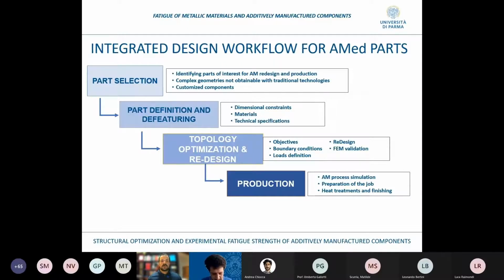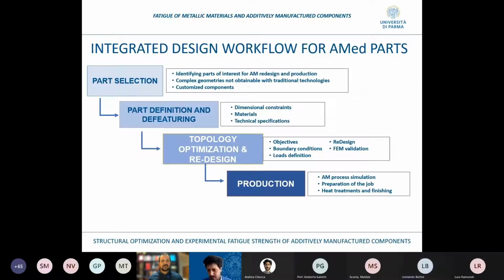So we perform an additive manufacturing process simulation. We made the preparation of the job, and also all the post-processing treatment that needs to be performed, also in relation with the detrimental effects that you already explained widely before.